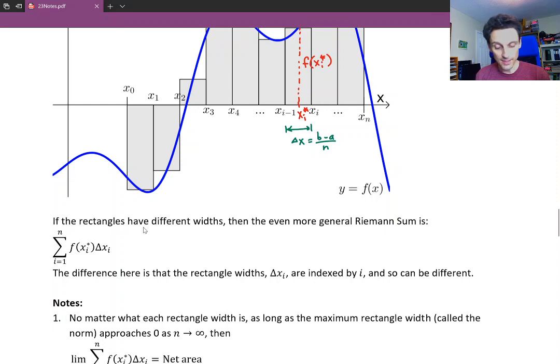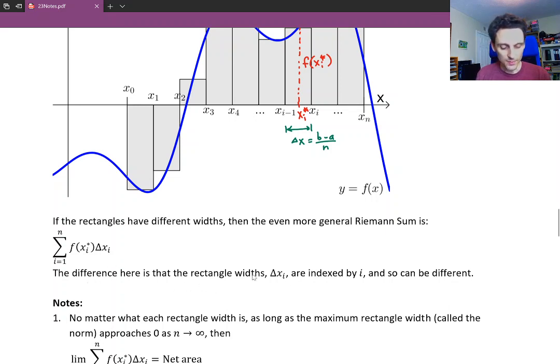If the rectangles have different widths, so if you take your interval and you chop it up into a number of subintervals, but each subinterval has a different width, some are small, some are big, then you can write an even more general version of the Riemann sum. It looks something like this. The only difference is now the delta x, instead of being the same delta x for every single rectangle, is now subscripted with an i, saying that these could be different. The delta x sub 1 might be different from the delta x sub 2. They could be the same, but they could also be different.